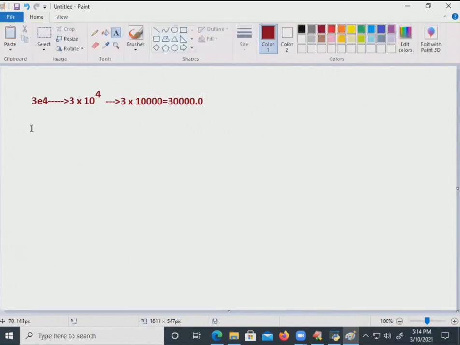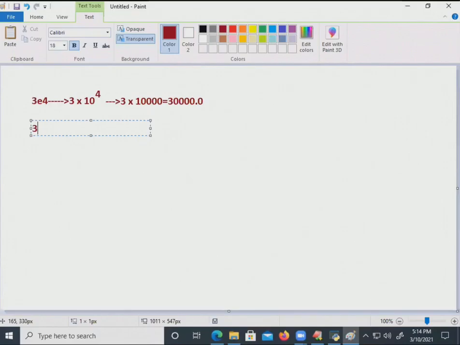One more I will write. 3e minus 1. That e stands for exponent. Mantissa, exponent, childhood days. Right?